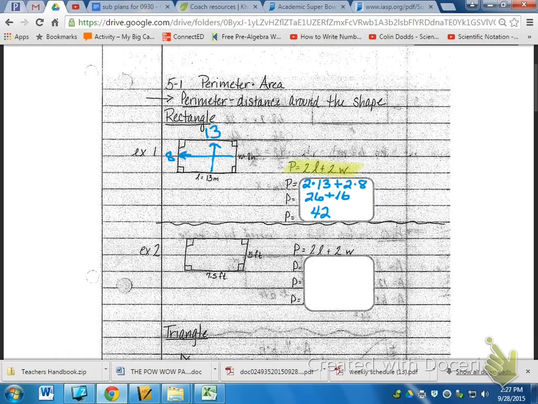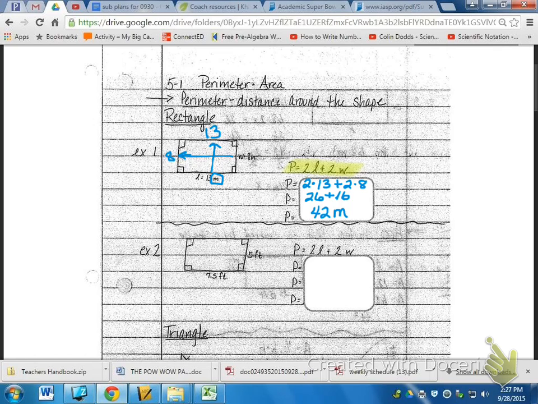For perimeter, you just simply list the label of the units that are on the lengths of the sides. Because it is just a length, you would say that it's 42 meters. Perimeter is just a length. It's not a square unit or anything like that. It's just the same unit that's there. Question?